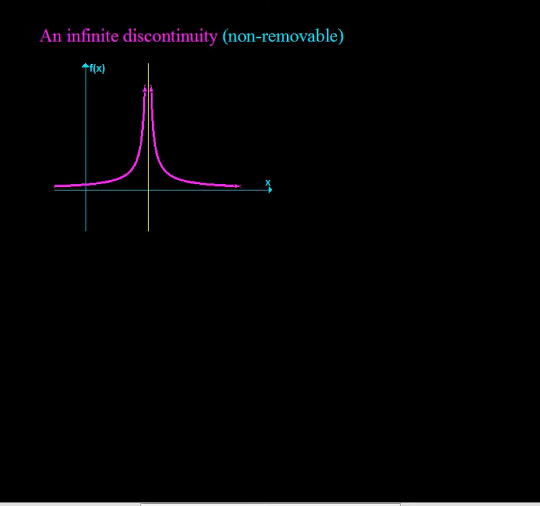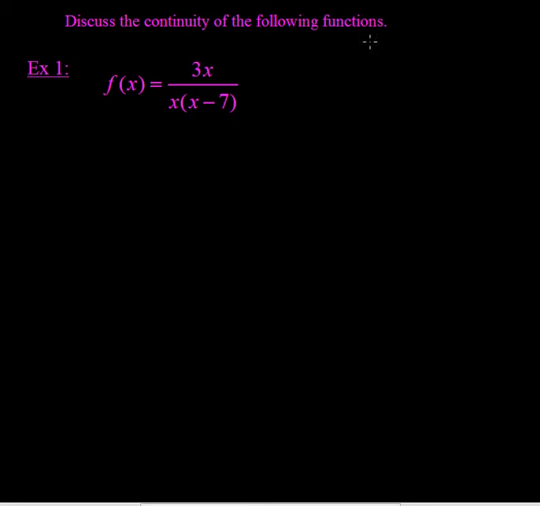Okay. Then there's also an infinite discontinuity. In this case, as we approach this value, let's call it c, if we approach c from the left, the function is going up to infinity. If we approach c from the right, the function is also going up to infinity. But since that's not an actual number, it's another form of the limit not existing. So again, the limit does not exist. So that's an infinite discontinuity.